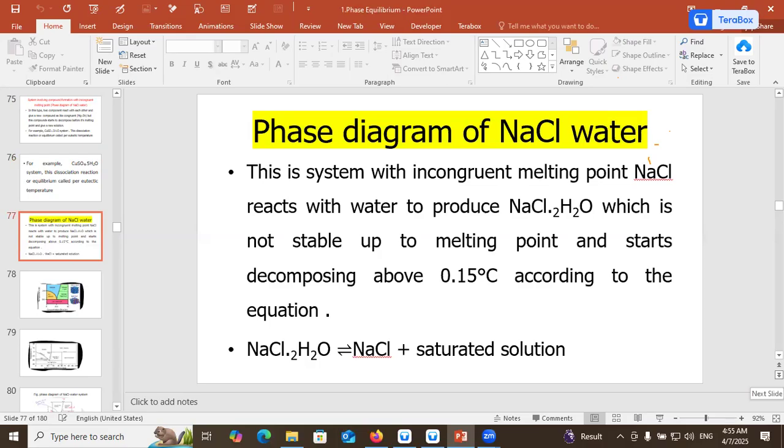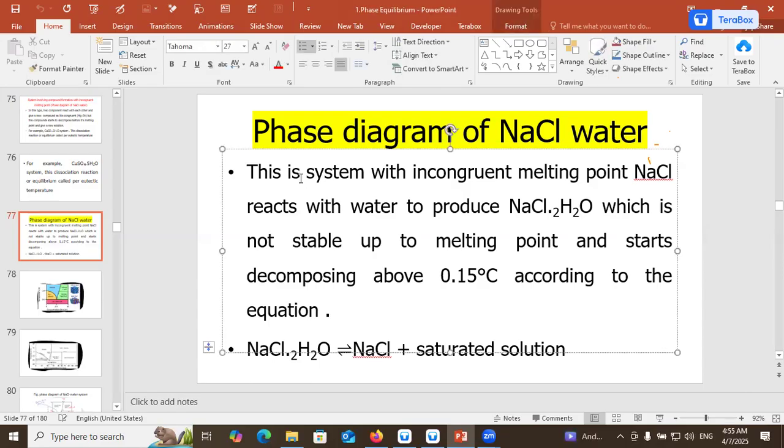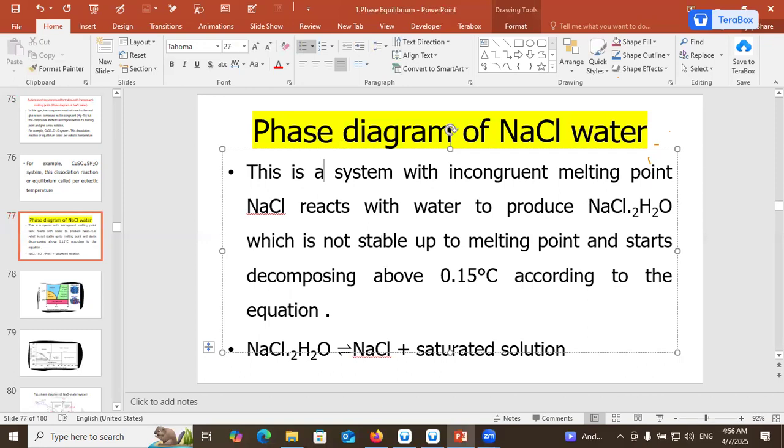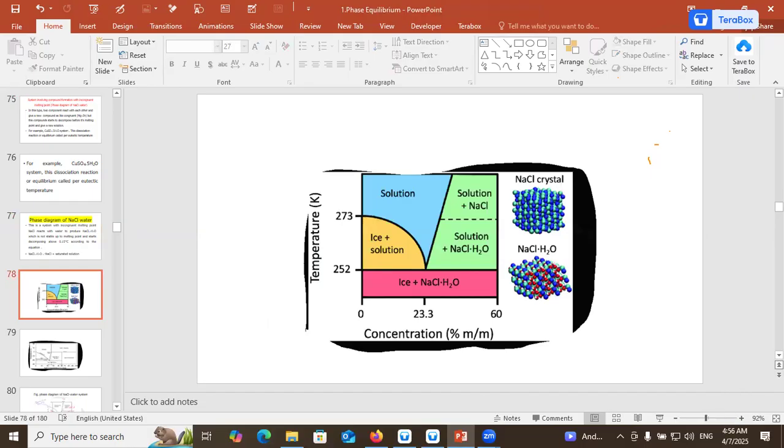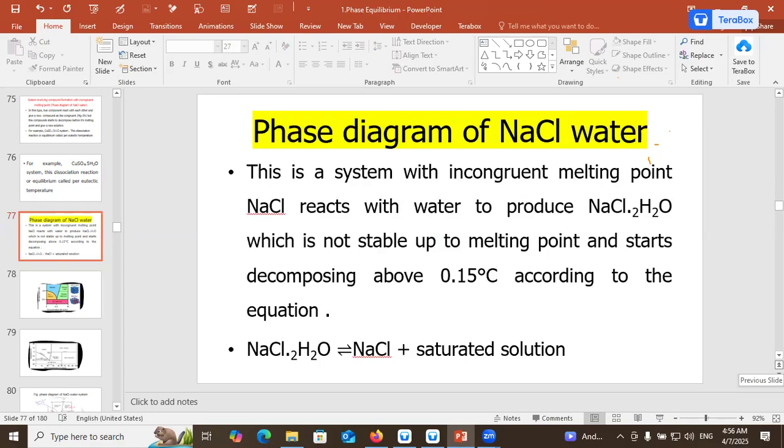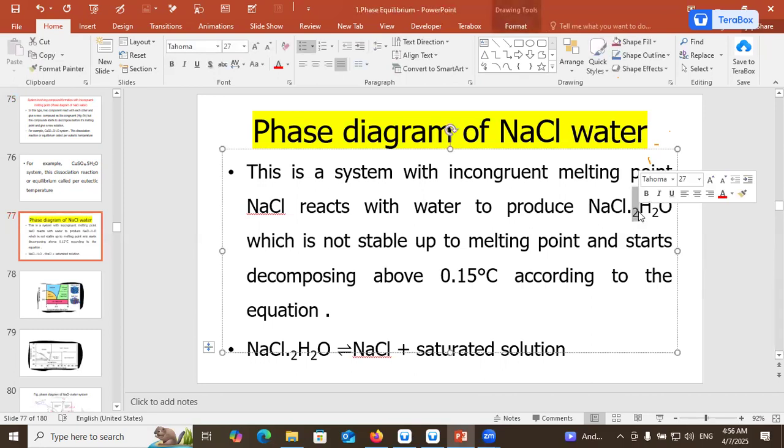Phase diagram of sodium chloride water. This system is a system with incongruent melting point. Sodium chloride reacts with water to produce sodium chloride dihydrate, which is not stable up to its melting point and starts decomposing above 0.1 degrees Celsius according to the equation.